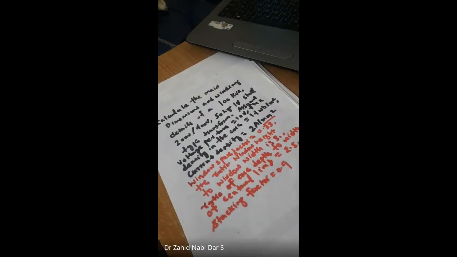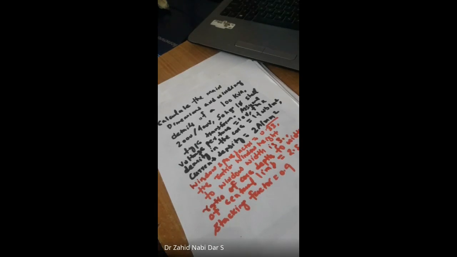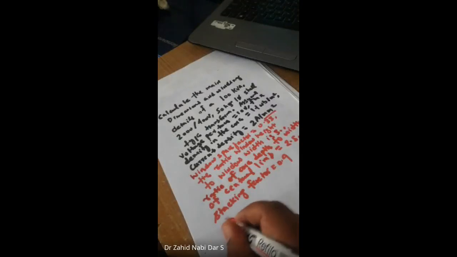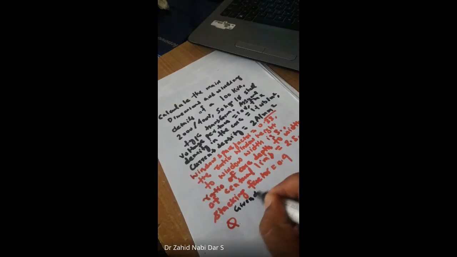The problem is: calculate the main dimensions and winding details, that means the number of secondary turns and primary turns, of a 100 kVA transformer. From the problem, you have the details. Q is given. Q is how much? 100 kVA. So what is the given data? We'll write down the given data. Q is given as 100 kVA.